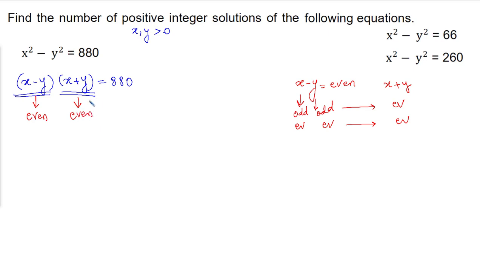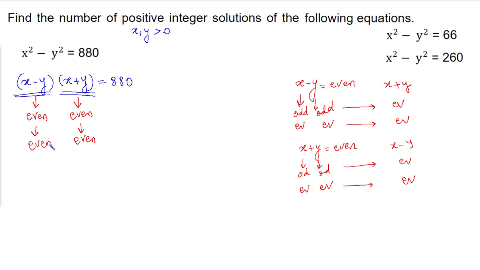Now let's do vice versa. If I consider x plus y is even, what is x minus y going to be? x plus y is even when x is odd and y is odd, or x is even and y is even, and only then. So in this case, is x minus y an even number or an odd number? Odd minus odd is even, even minus even is even. So if x plus y is an even number, then x minus y has to be an even number only.